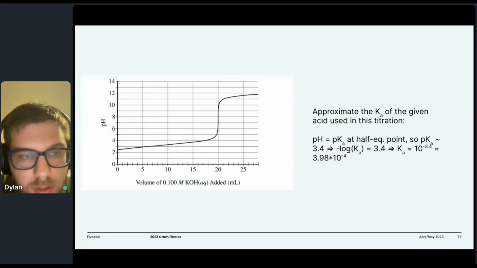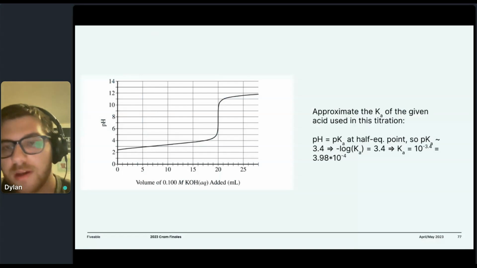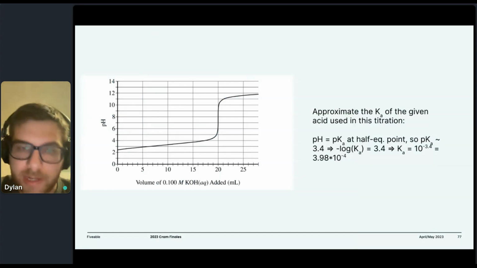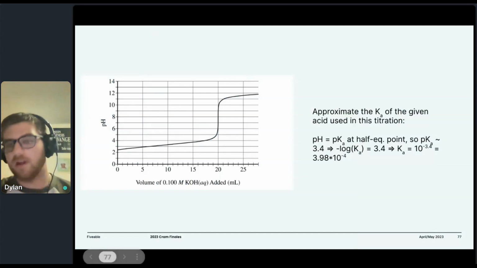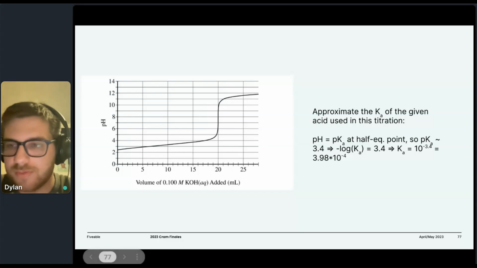Halfway there. We can look at where the graph is at the y value at 10 milliliters, and that gives us approximately 3.4, right? You'll be given a little bit of leeway on 0.1 differences, but roughly 3.4. So pKa is 3.4, negative log of Ka is 3.4, solve for Ka, and we get our Ka. So that's another important thing we can use titrations for.